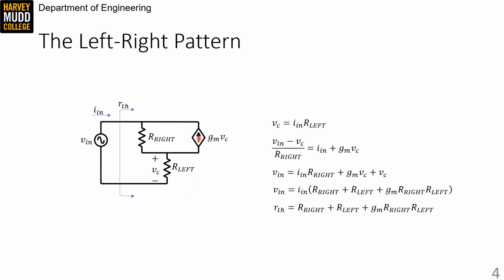Then we write KCL at the top node of the circuit, observing that the current that flows in R right has to be the sum of the currents through the GM and I in. So the R right current is equal to I in plus the GM generator current. And then we rearrange that and sub in our expression for VC, in a few steps on this line and this line, to finally reveal that RTH is equal to R right plus R left plus GM times R right times R left.